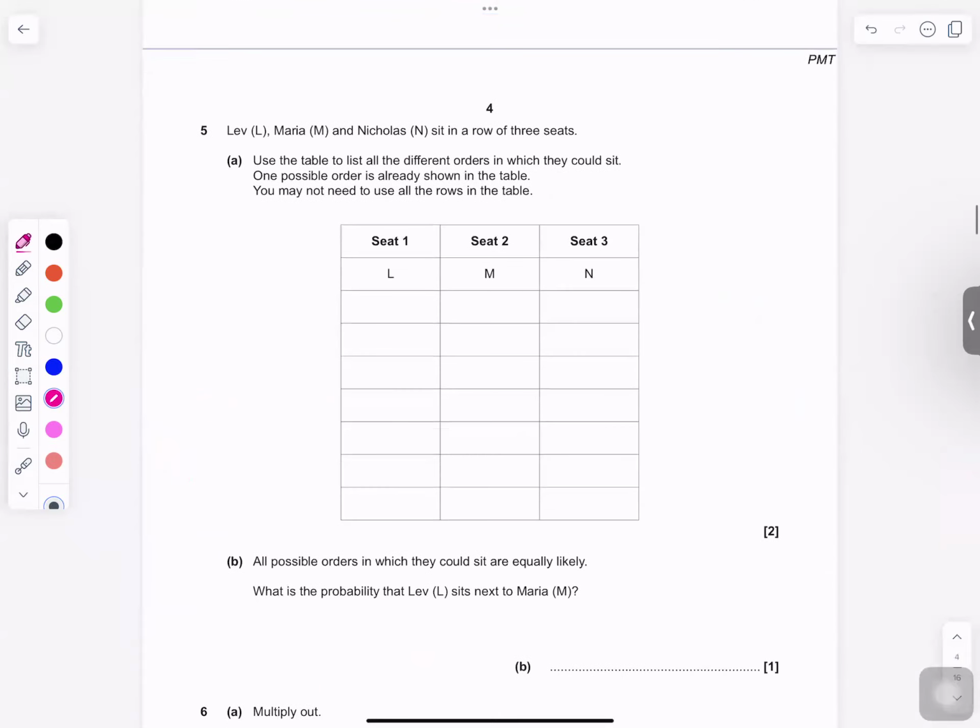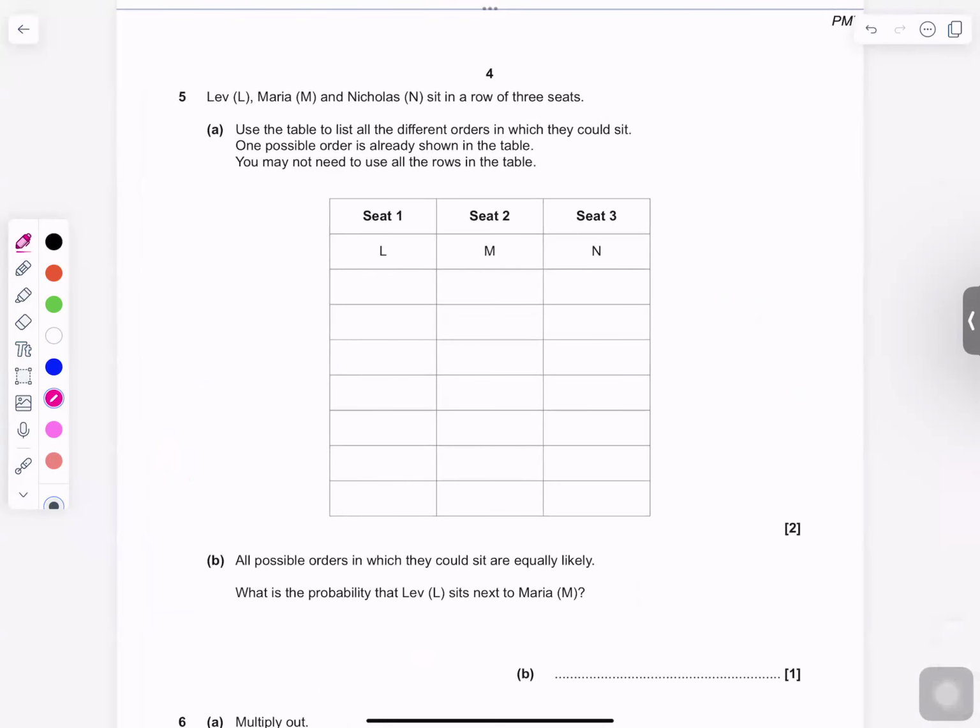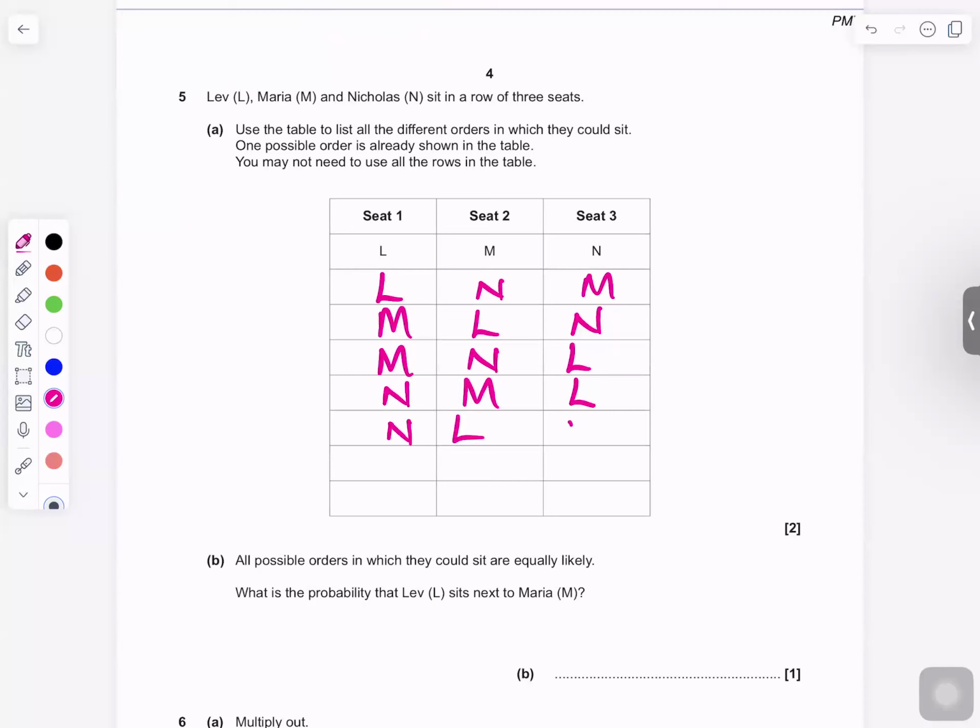Right, number 5A. I said LNM. Yes. MNL. Yeah, MNL. Yes. NML and NLM. They sound all the same, so that's fine. And part B. I said the probability is 4 out of 6 combinations where they sit together.